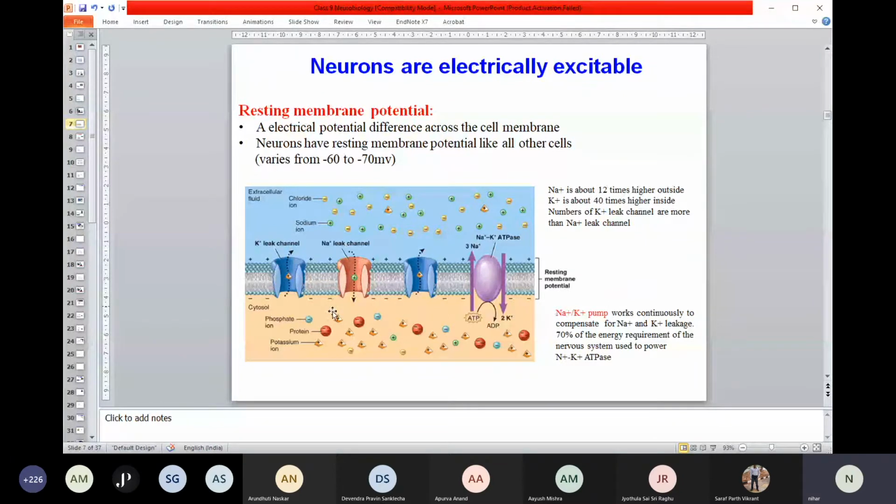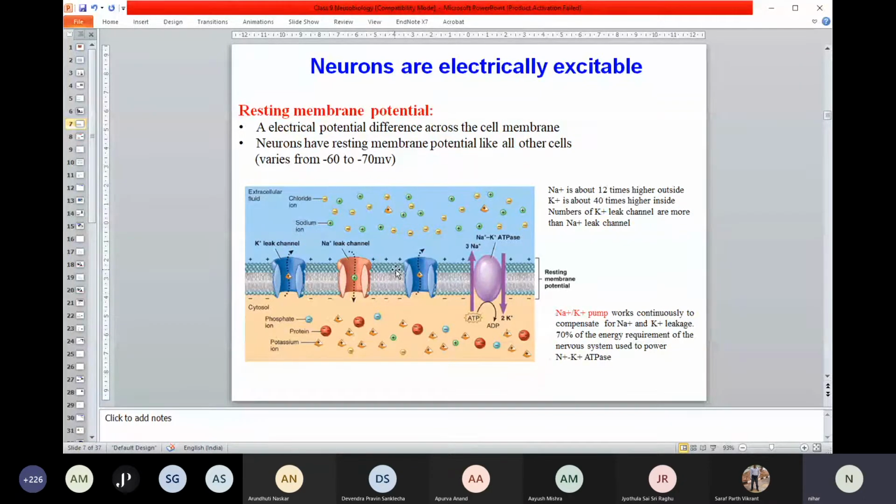If the potassium ion concentration is higher inside the cell, it can just leak out through the potassium leak channel. Similarly, sodium ion concentration is higher outside, so the sodium leak channel can allow it to go inside, trying to maintain an equilibrium condition. But that doesn't happen because there is a sodium potassium pump.